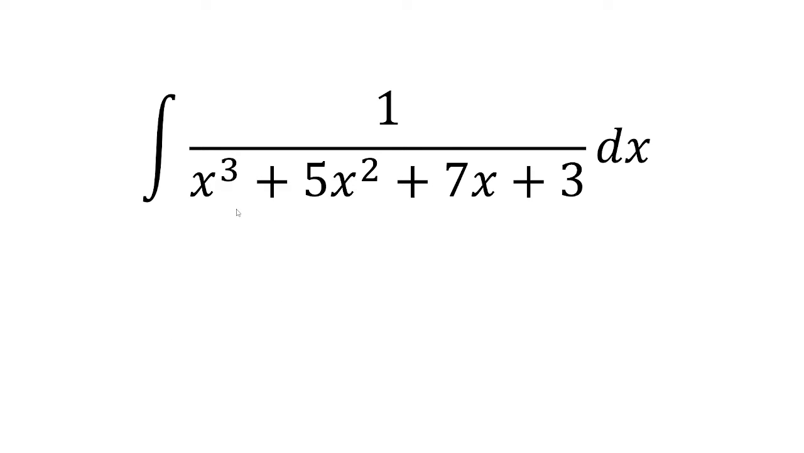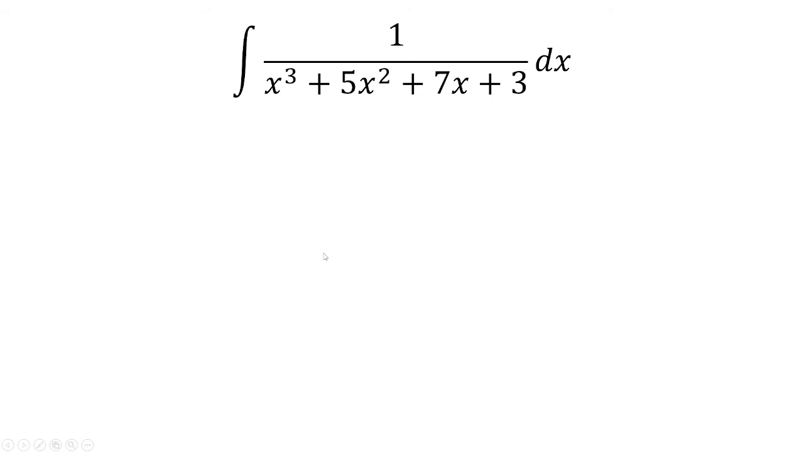In this video, we want to integrate 1 over x cubed plus 5x squared plus 7x plus 3. Now, this will be helpful if we can factor this out. So, in order to factor this out, we're going to use what's called the rational root theorem.